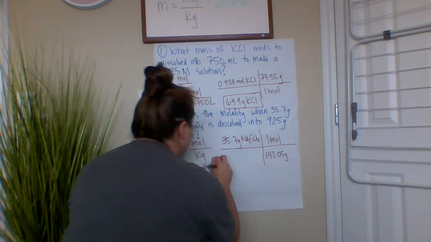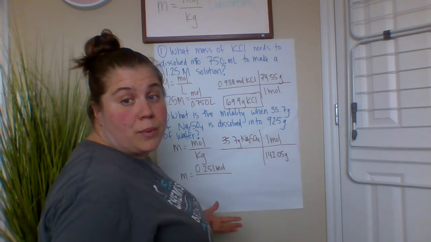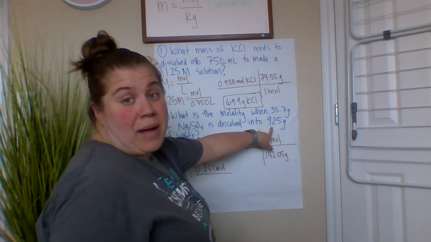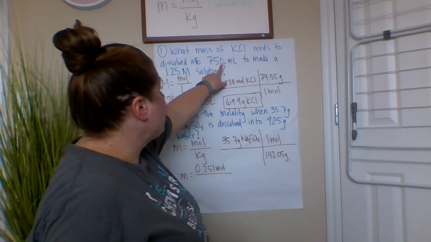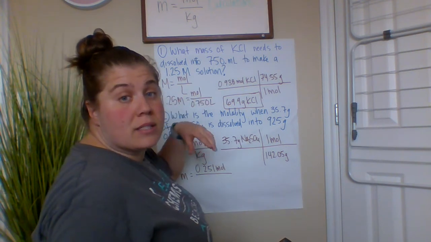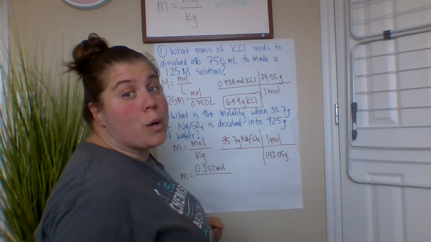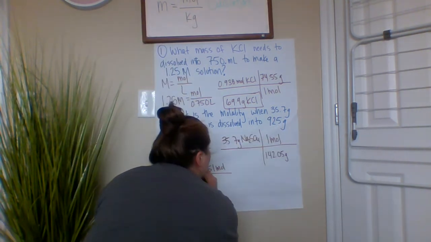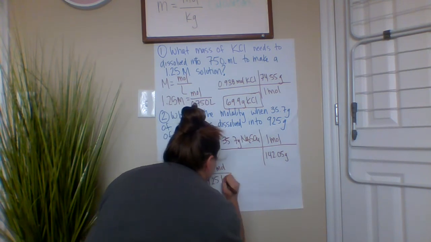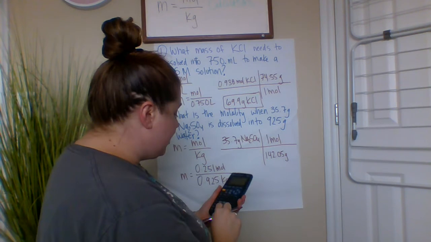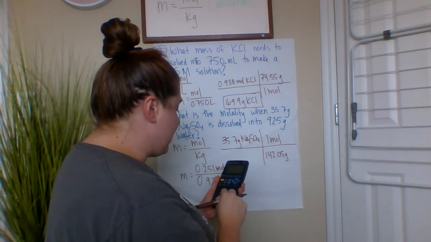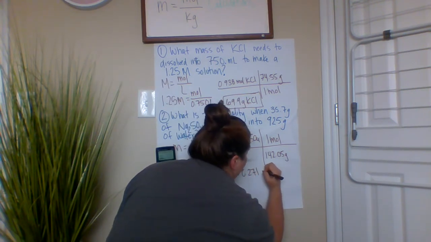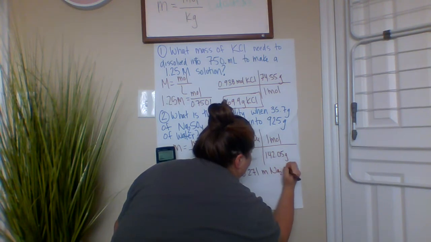Now I need to divide this by kilograms of my solvent, which is what's doing the dissolving. My solvent here is the water. So I need to take my grams to kilograms. Just like how we take milliliters to liters, we divide by 1,000 or move the decimal place over 3 places to the left. So my 925 grams is going to be 0.925 kilograms. Then I'm going to divide these two numbers, 0.251 divided by 0.925, and I'm going to get out 0.271 mol of sodium sulfate.